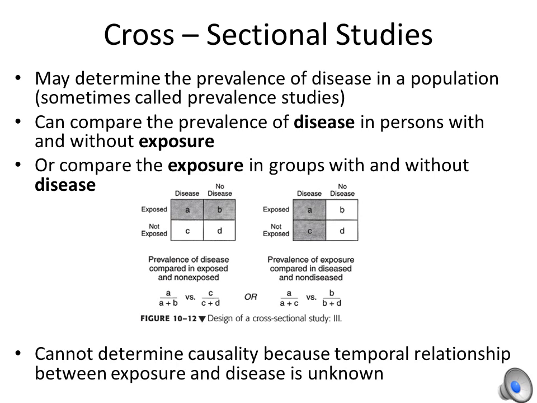To determine whether there is an association between an exposure and a disease, one can compare the prevalence of a disease in groups that had the exposure and did not have the exposure, or one can compare the exposures in groups that have the disease and do not have the disease. Causality cannot be determined in a cross-sectional study because the temporal relationship between exposure and disease is unknown. To determine causality, a case control study or cohort study would need to be conducted.